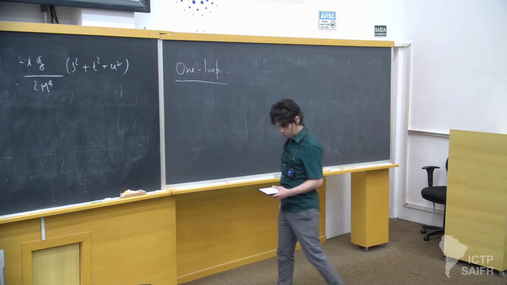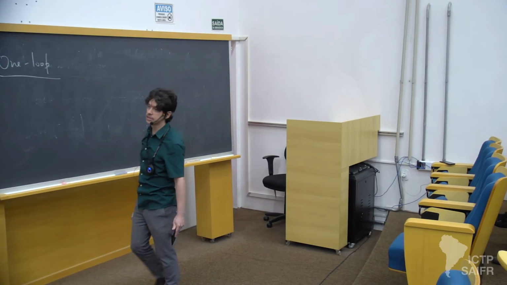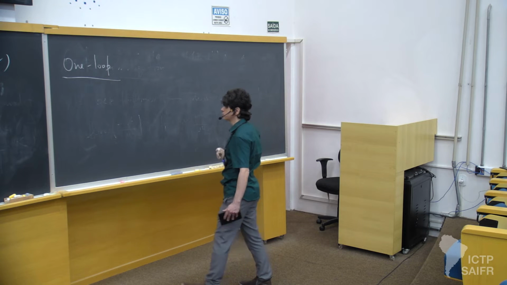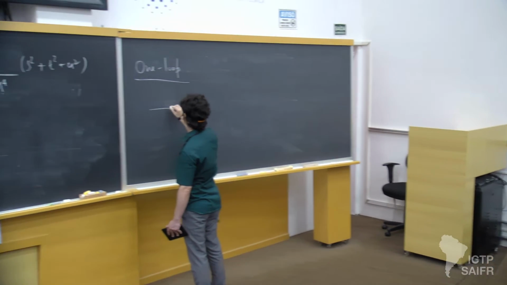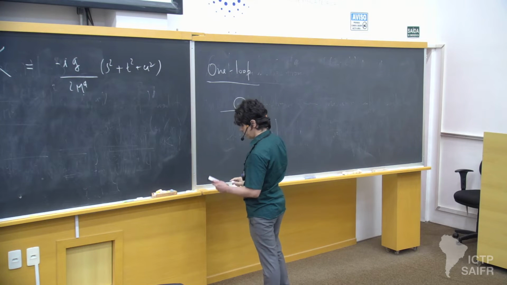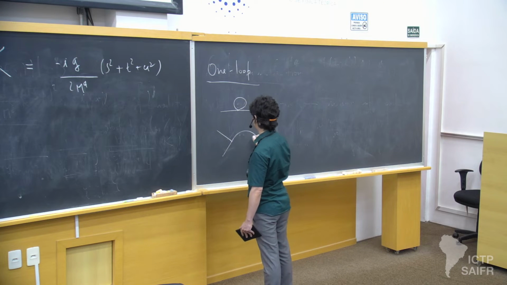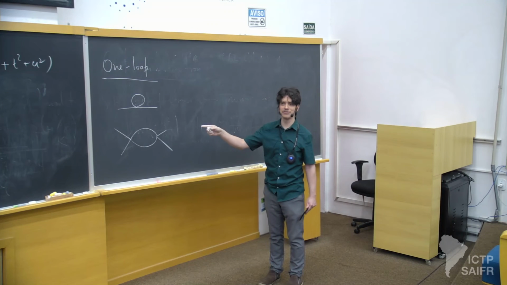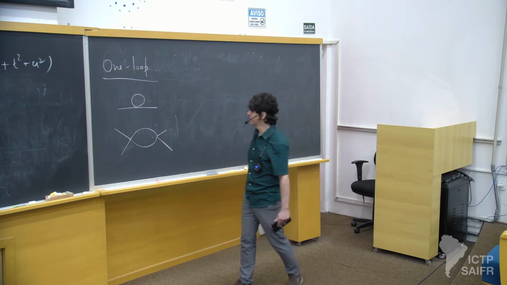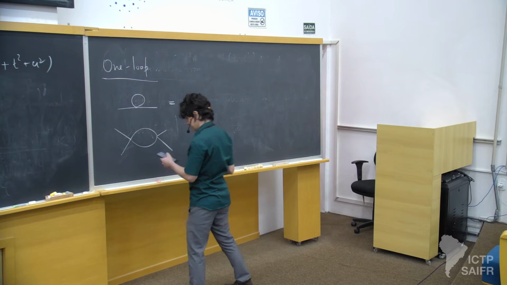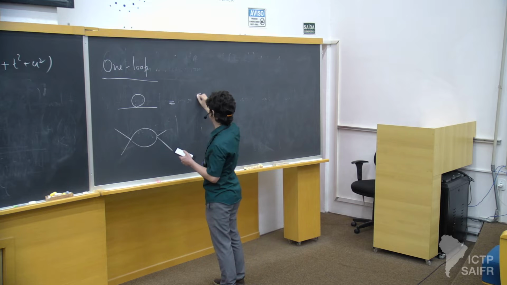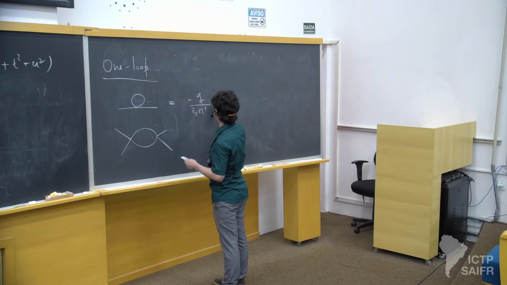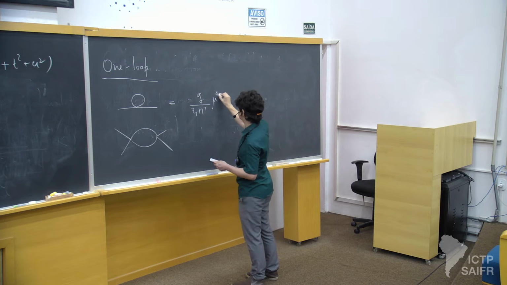At one loop, in this kind of phi-4 theory, we have essentially two diagrams. You have a tadpole, right? And you have a bubble. Now we have the two propagators. This one here is also easy to see using Feynman rules, using dimensional regularization, of course, that it has this form.